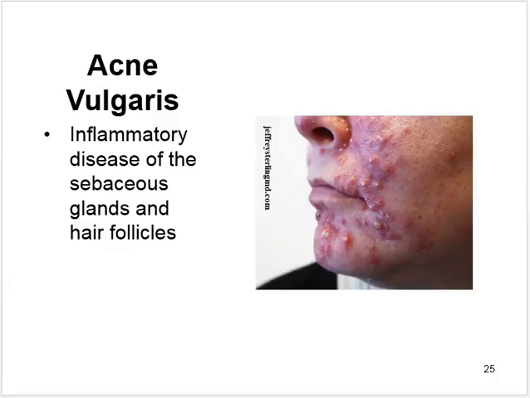Acne vulgaris, and vulgaris means ordinary. This is an inflammatory disease of the sebaceous glands and hair follicles. It's caused by the buildup of sebum and keratin in the pores of the skin. A blackhead or a comedo. This is a sebum plug partially blocking the pore, and a whitehead, the pore is completely blocked.